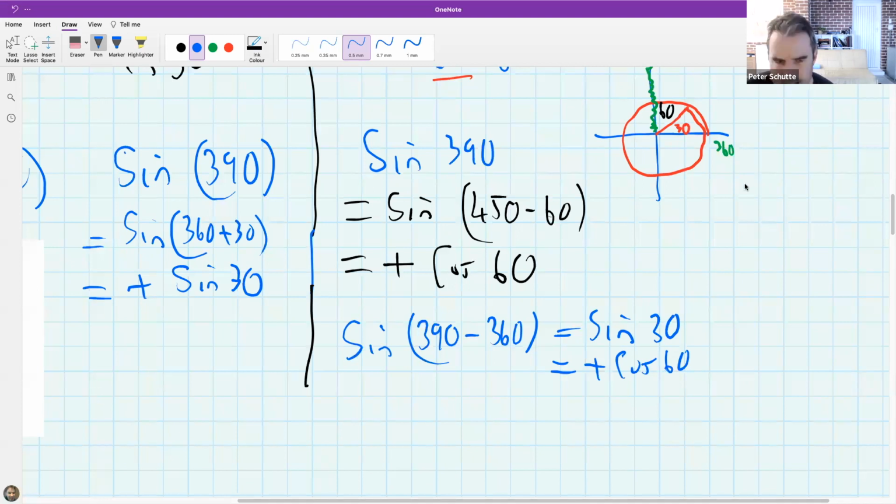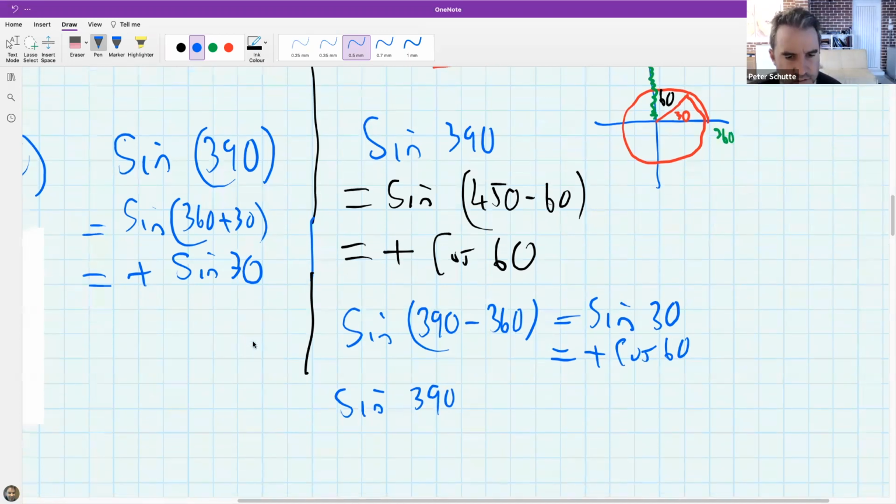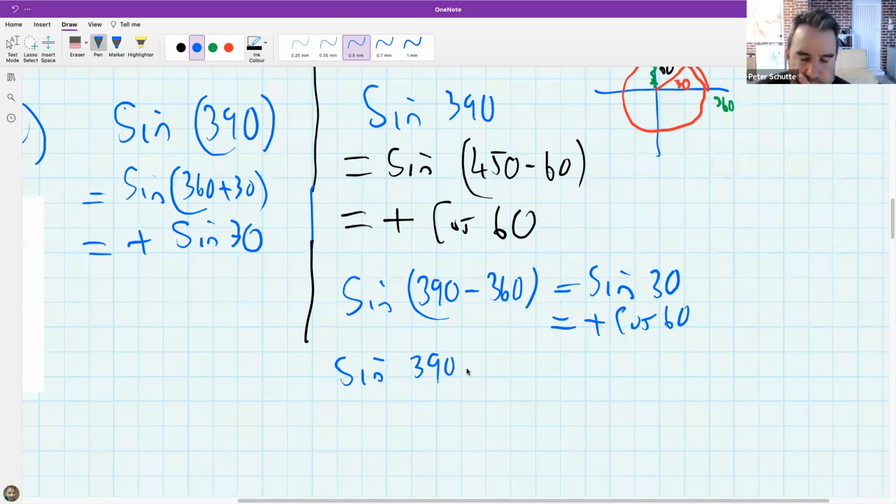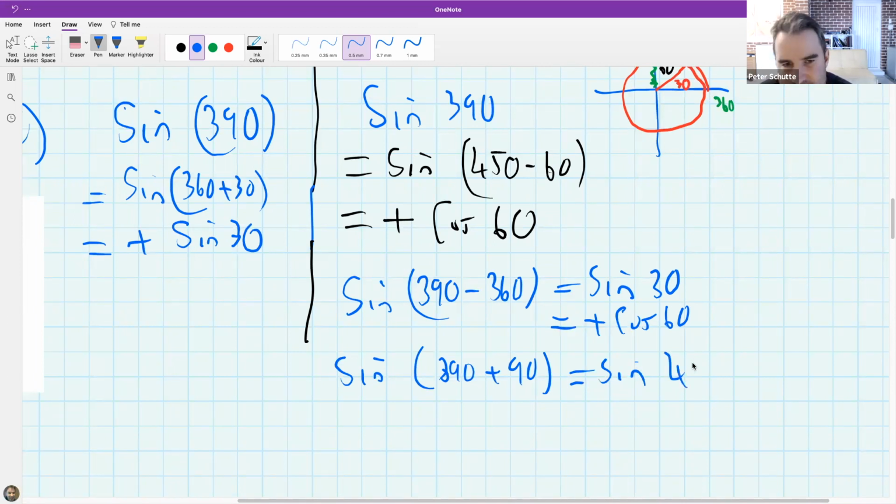And then Kat was also using another way, I think. Kat, you said the sine of 390. Maybe, Kat, let me just ask you to come back on. What did you say? So the sine of 390, I first added 90 degrees because it was above 360. Okay, so then what did you get for the first bit? 390 plus 90. Now, I don't think you can do that because you would get sine of 480. Can you see what I mean?